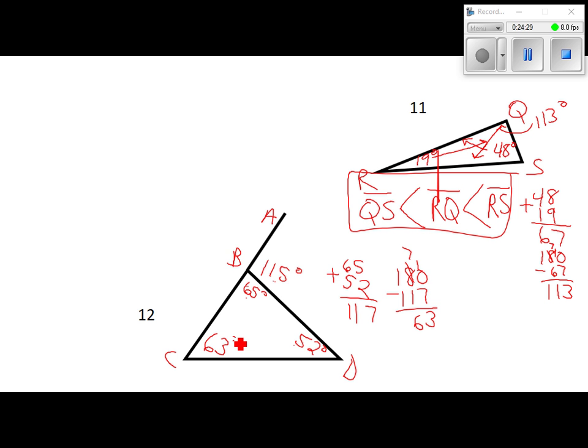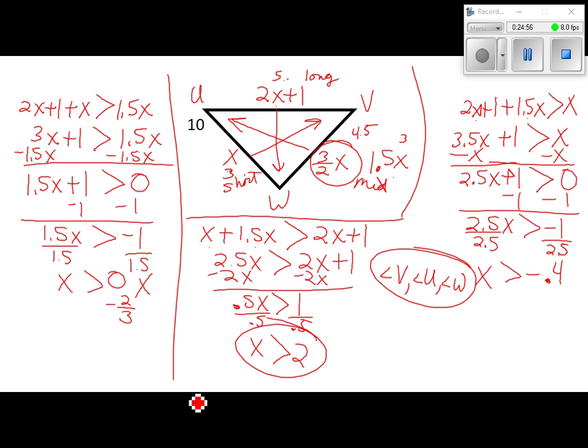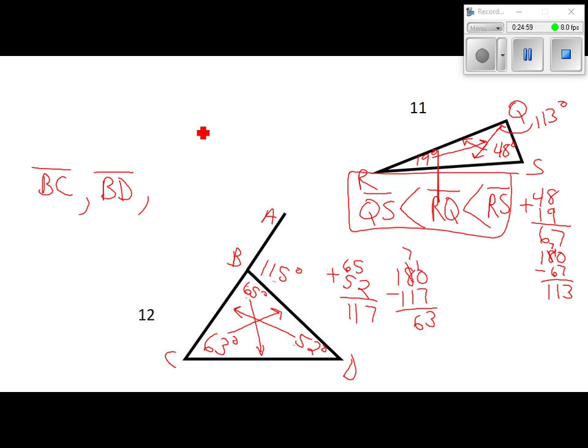We want to list the sides in order from smallest to largest, so we find the smallest angle, that's the 52, the side across from it is BC, so it's got to be the shortest. This time I'm just going to use commas and list them that way. Next shortest side is across from the 63 degree angle. That's side BD. And then the 65 degree is the biggest angle, so the biggest side's got to be across from it, and that is segment CD. So that's our answer to number 12.